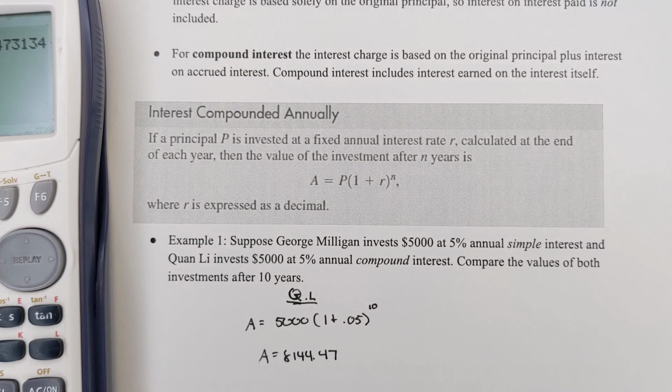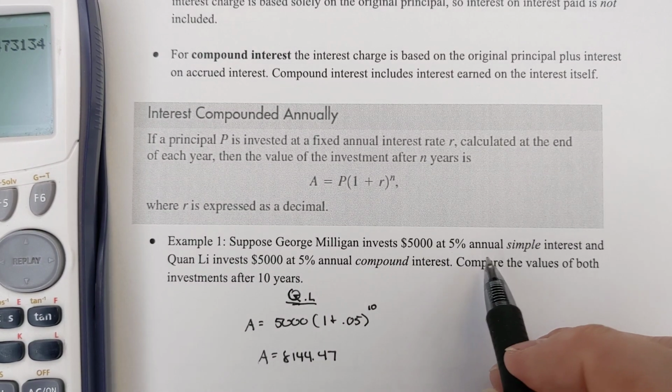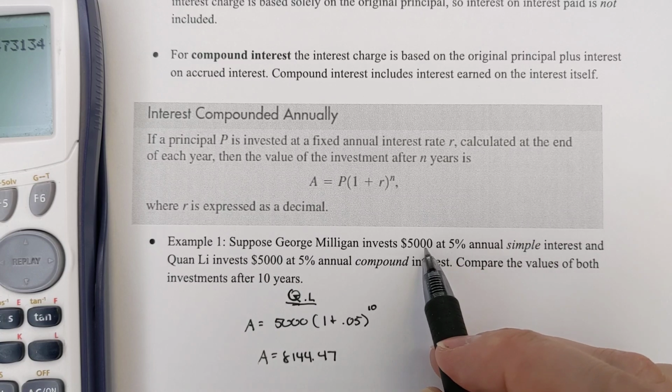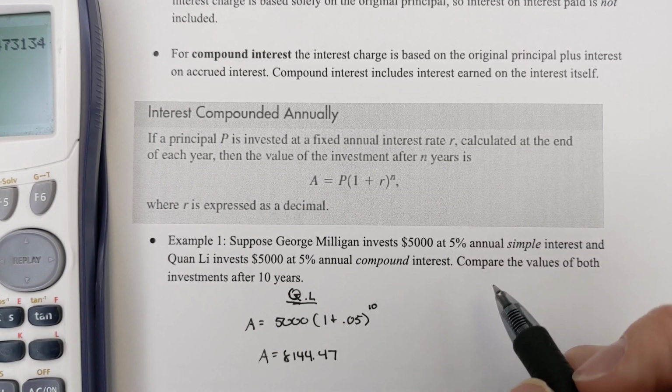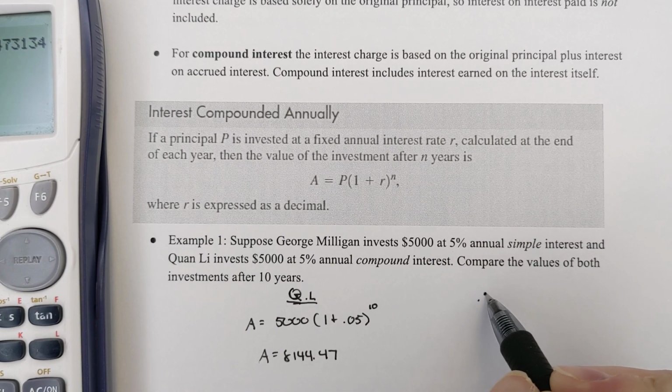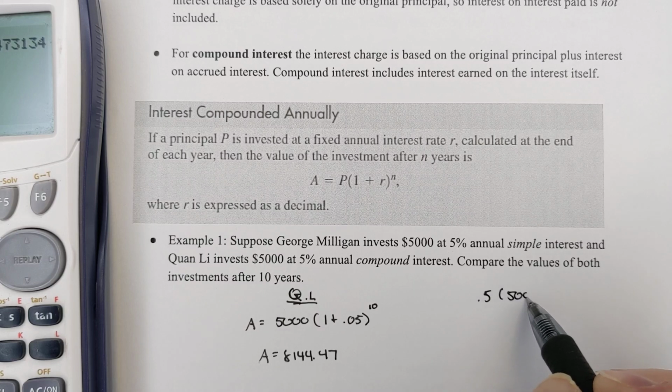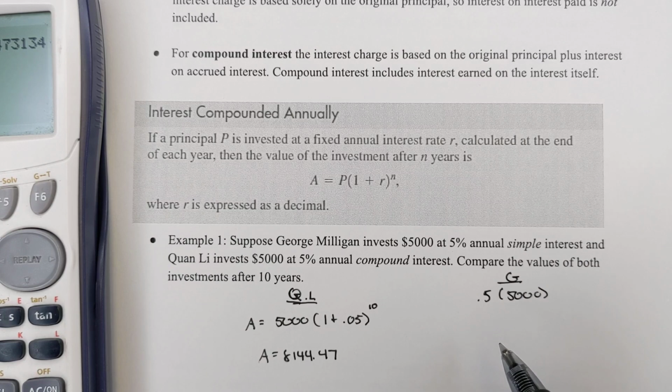So suppose George invests $5,000 at 5% annual simple interest, which means he's only earning interest on his principal. So we'd have to find 5% of 5,000. So this is George. So 0.5 times 5,000. Whoops, I did not 0.5, 0.05. I did 50% interest.